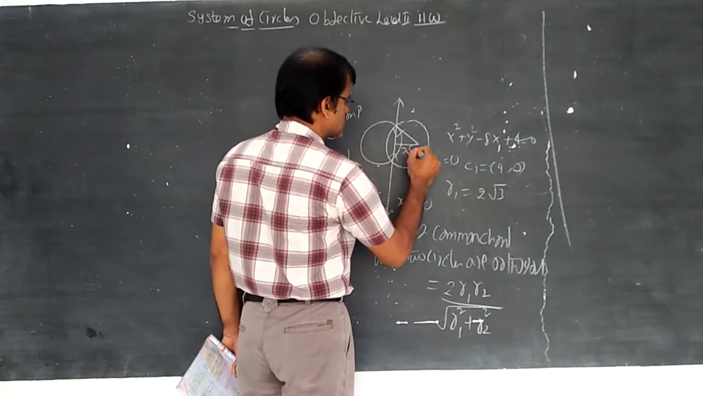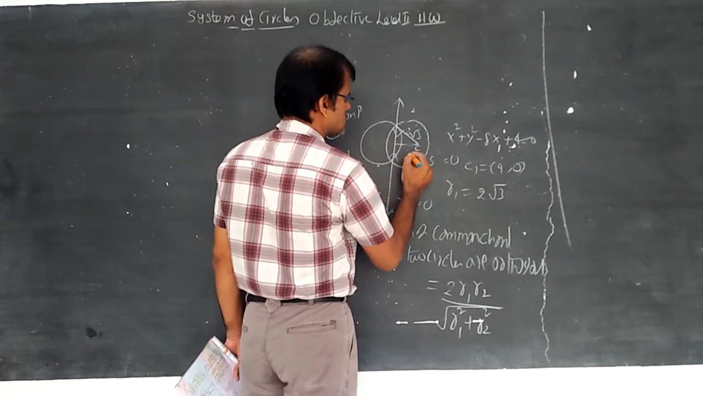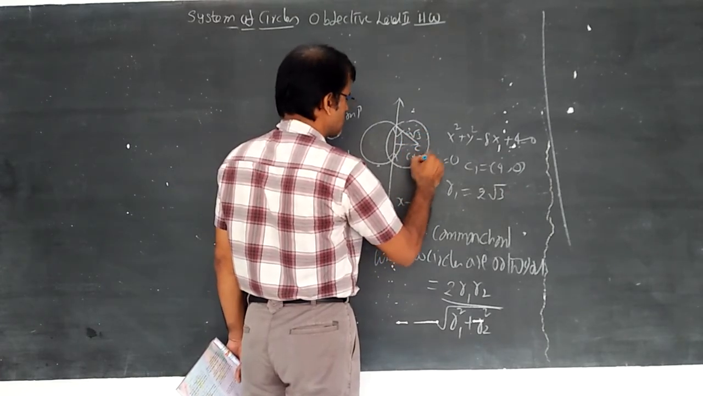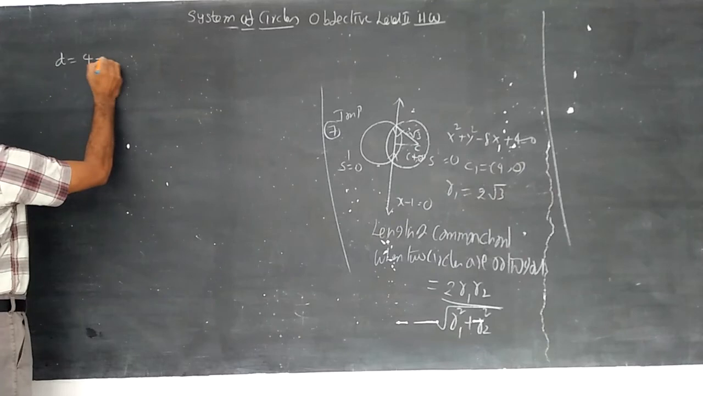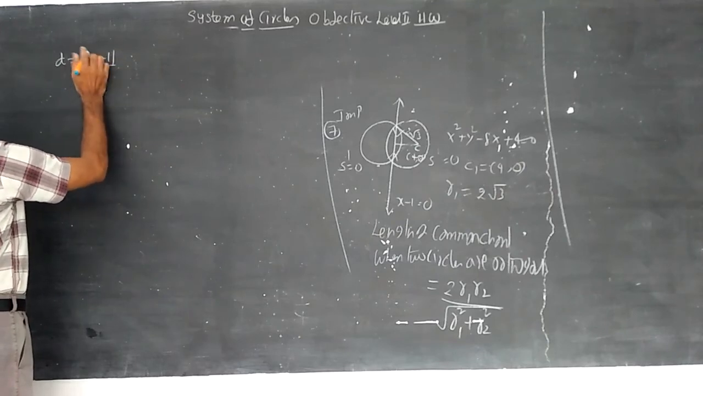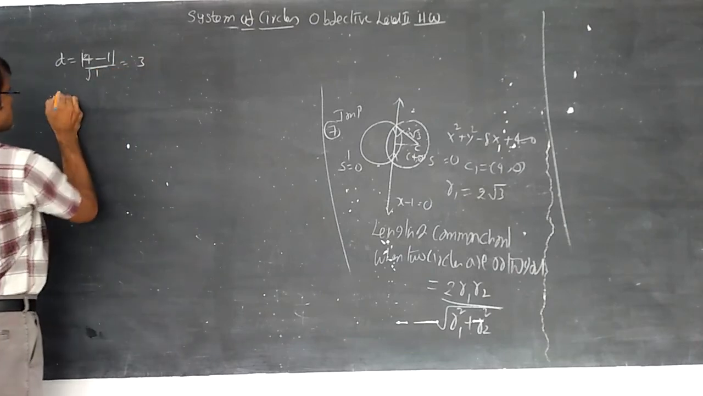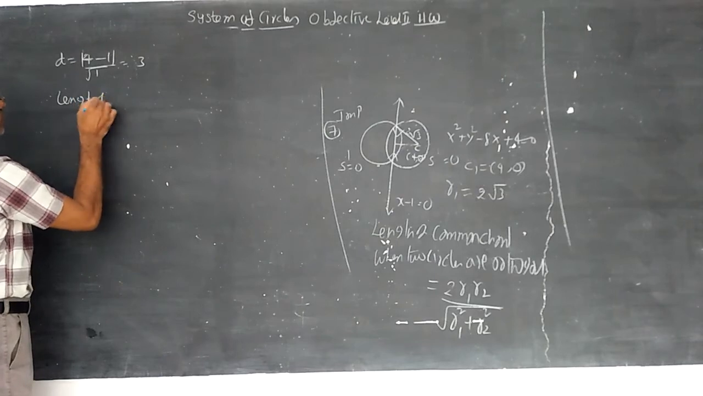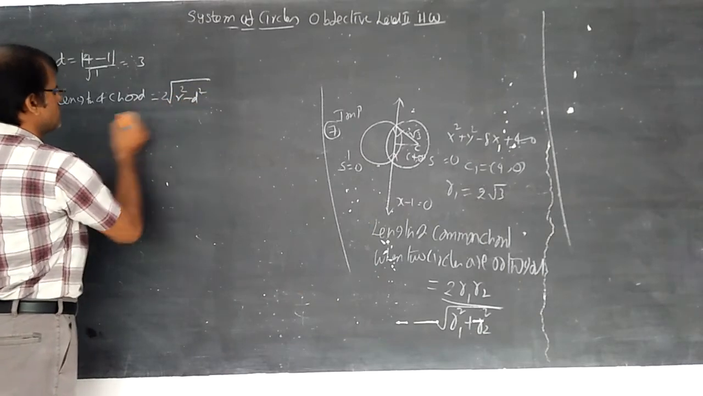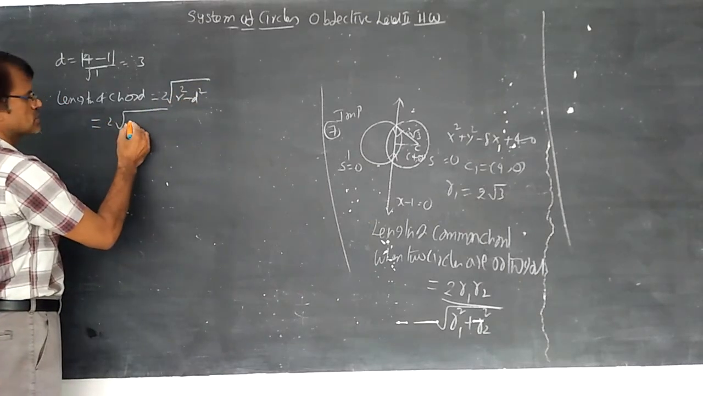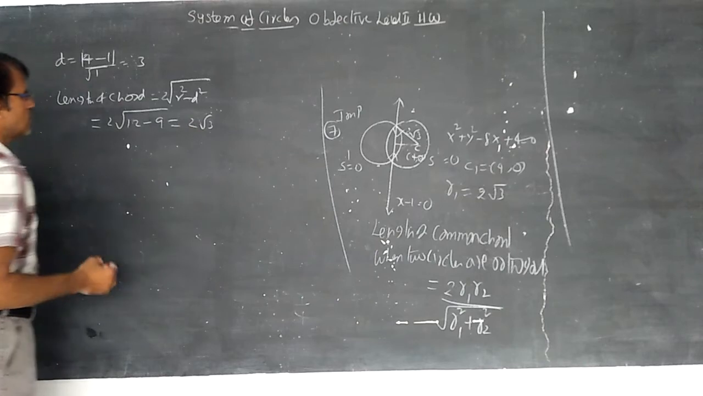You can put here r1 is 2 root 3. Put here center C as 4 comma 0. So now you write d. D is the perpendicular distance from the center to the chord equation x minus 1 equal to 0 by root 1. So d is equal to 3. Now you can write the length of chord. The length of chord formula is 2 root r square minus d square. What is r square? 12, minus d square means 9. So we got 2 root 3.